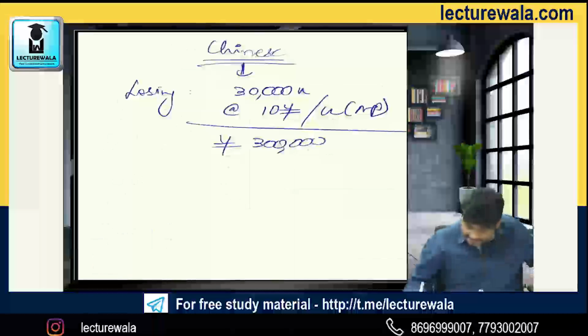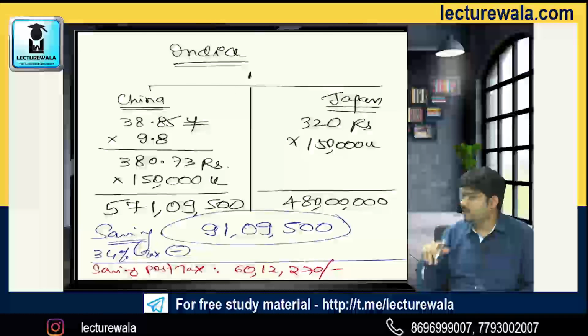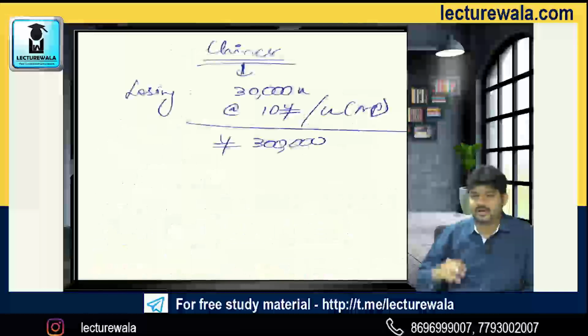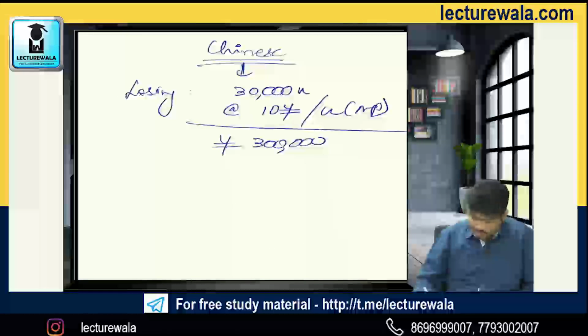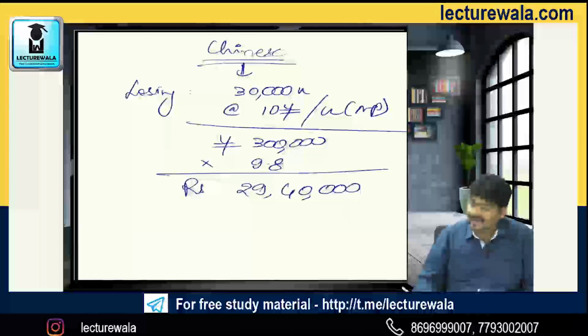See, here we have calculated everything in rupees. So it is better if we keep things comparable. So we will convert this also into rupees. Can we do that? So 3 lakh yen is how much? Into 9.8. You multiply by 9.8, 29 lakh 40,000 rupees we are losing.